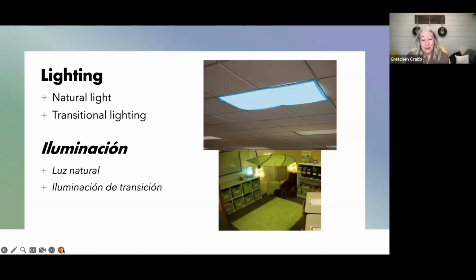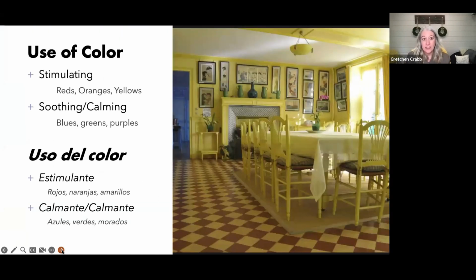They're not very expensive, and they knock down all of the waves that you would see potentially from fluorescent lighting. And then just thinking about use of color. So this is actually from Monet's house in Paris, but not my picture that I took, but thinking about how color impacts mood and environment.